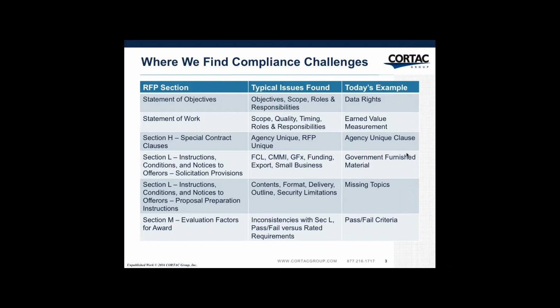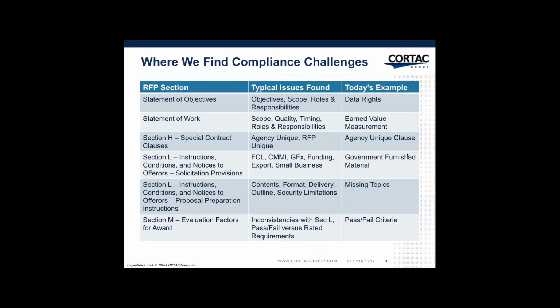The critical one is the solicitation provisions. There we start talking about facility clearance levels that you have to have, if any CMMI rating requirement is there, how to handle GFX, what any limitations on funding, all sorts of interesting stuff there that could be construed, and indeed in many cases is specifically identified as a mandatory requirement. Today we'll be talking about government furnished material, in particular RFP.